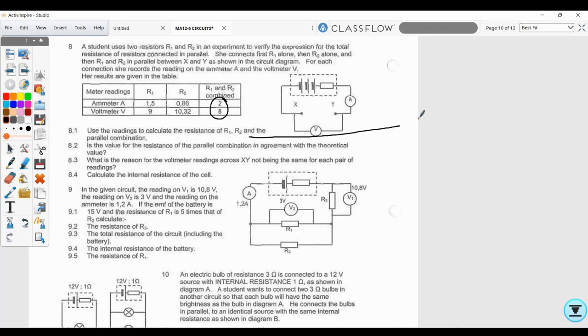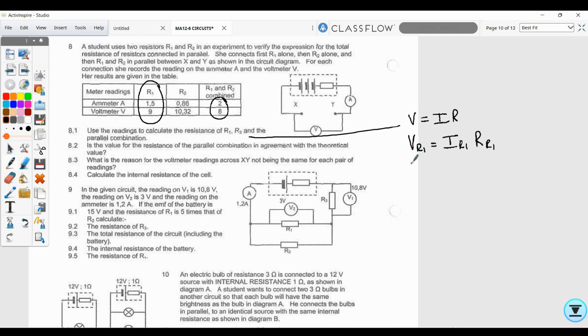Remember, you can use V equals IR as long as it's for the same thing. So R1 and R2 combined, and it says they want the resistance of R1, R2, and the parallel connection. So you're going to use V equals IR each time. If you want it for R1, then you're going to use those values. So V for R1 is equal to I that flows through R1, and the resistance of R1 must always be the same.